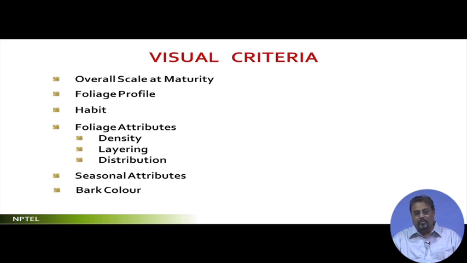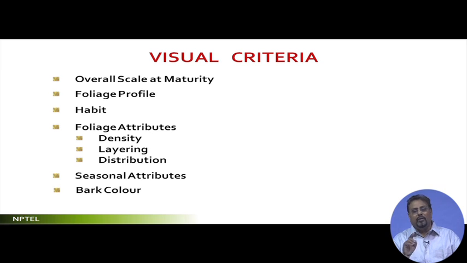Not only bark color, the bark's characteristics, bark color, bark texture. See, in this foliage, I have only talked about the density, layering and distribution. If you look at the foliage, the texture of it, the glaze of it, the shininess of it, the dullness of it, the brightness of it.